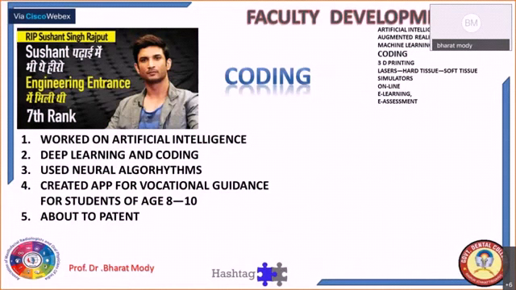That brings us to one of the most important parts, which is coding. Mr. Sushant Rajput was one of the most intelligent Bollywood personalities. He was into artificial intelligence, deep learning, and coding. Coding was his specialty, and he used neural algorithms. He created an app for vocational guiding of students at the age of 8 and 10. So, at the age of 8 and 10, a student will know which branch he is to take.